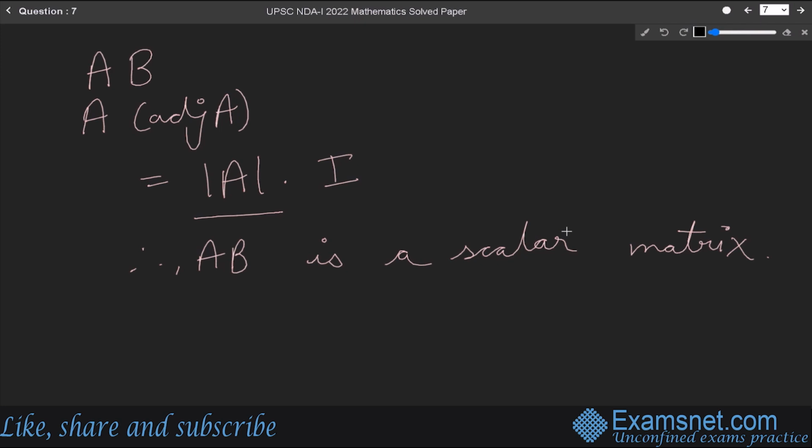Third option is incorrect because it cannot be null. Because we know that the value of determinant A cannot be 0 since it is a non-singular matrix. Therefore, option first and option second is correct.